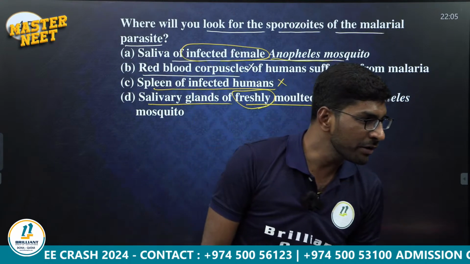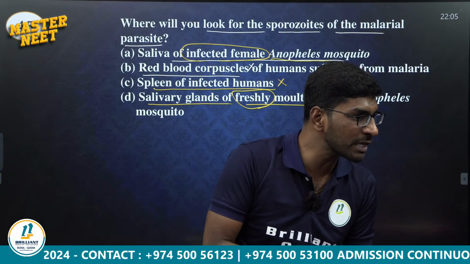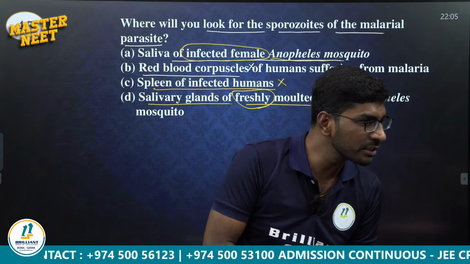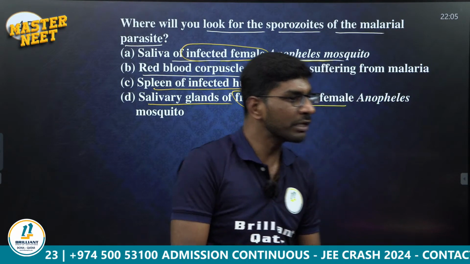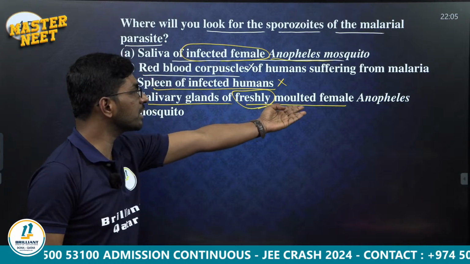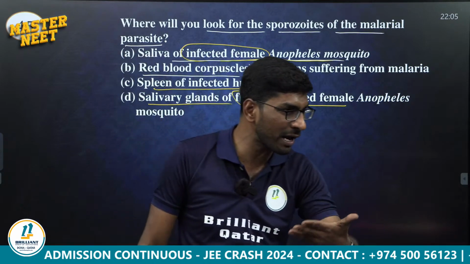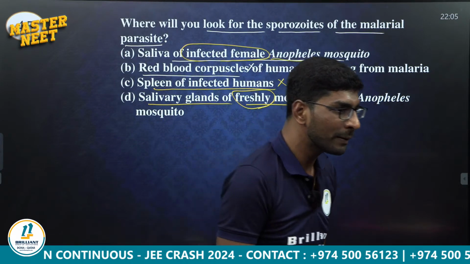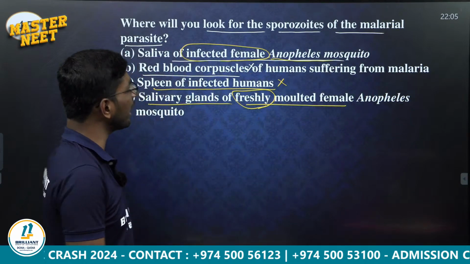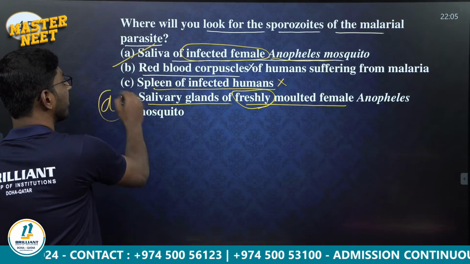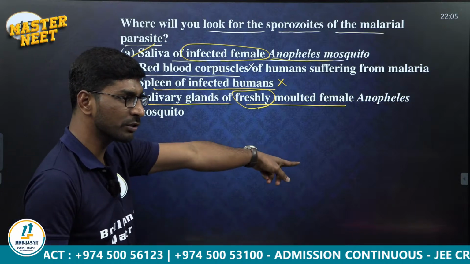So where is it getting? Tell me, infected. So what is the answer then? Kavya has given. Very good, Kavya. Tell me, does the saliva of a freshly moulted female Anopheles mosquito have it? Even if it bites, nothing happens. You got my point? Yes. So the answer is what? Infectious saliva of infected female Anopheles mosquito.